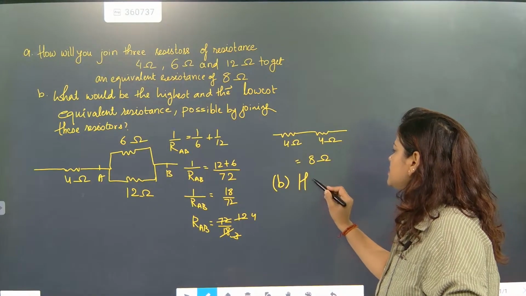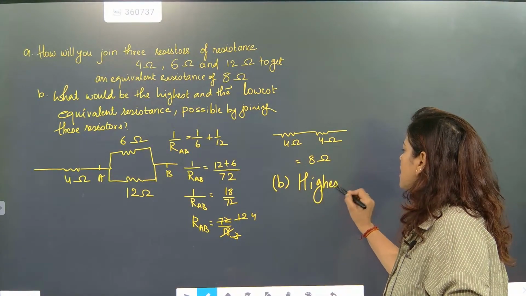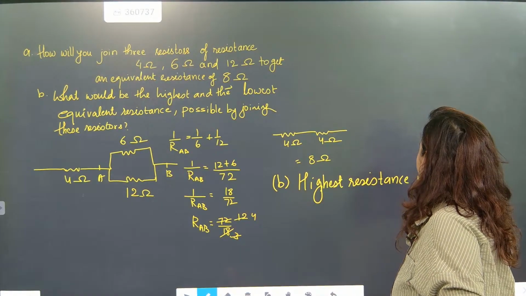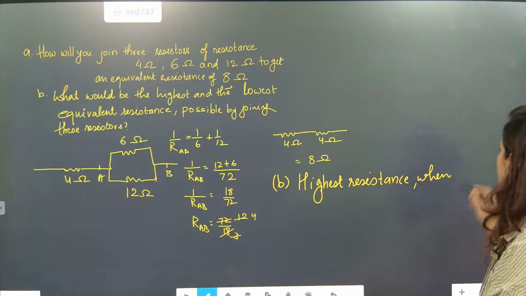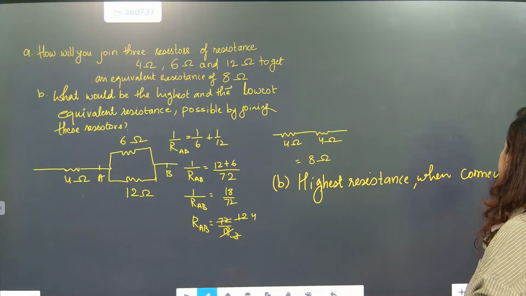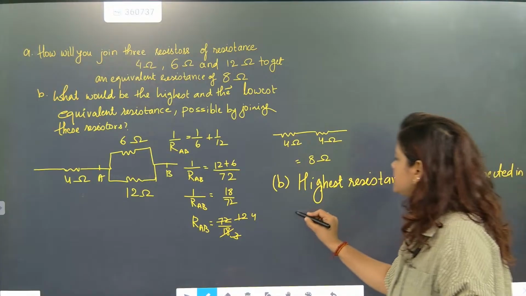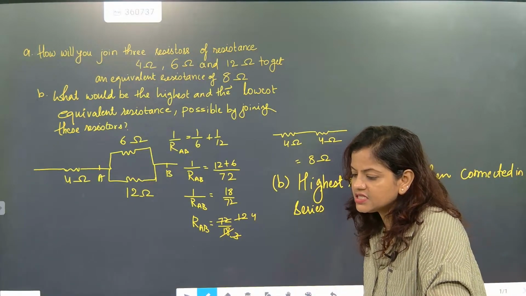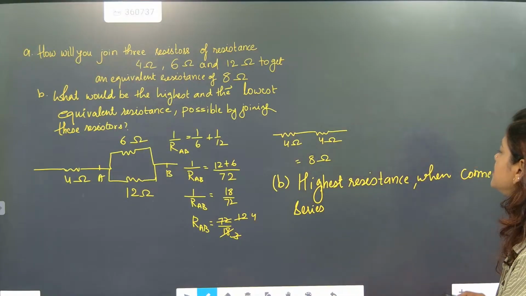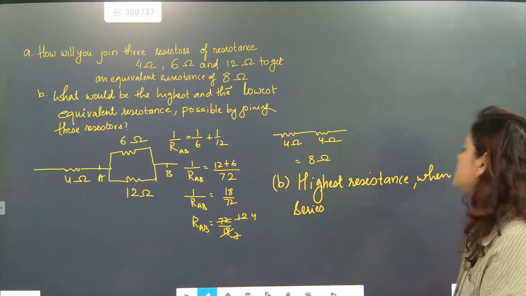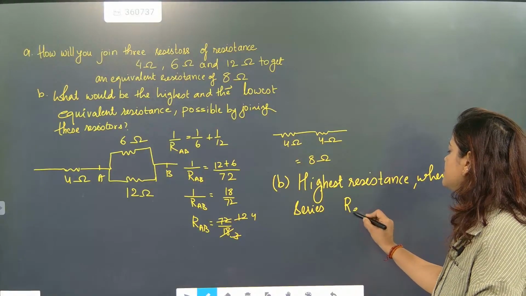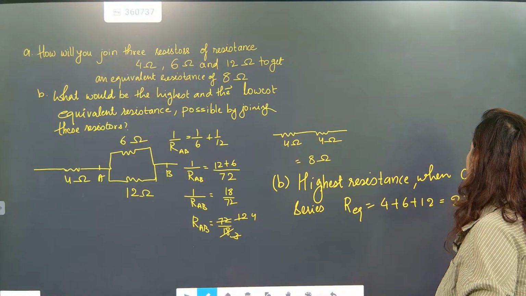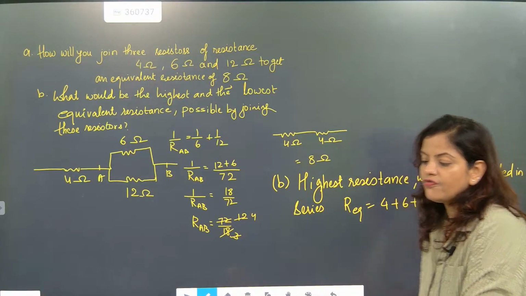So highest resistance we will get when connected in series. So when connected in series, we are going to get highest resistance. Good morning, Beta. So equivalent resistance, highest resistance will come as 4 plus 6 plus 12. So total coming as 22 ohm. Got it?